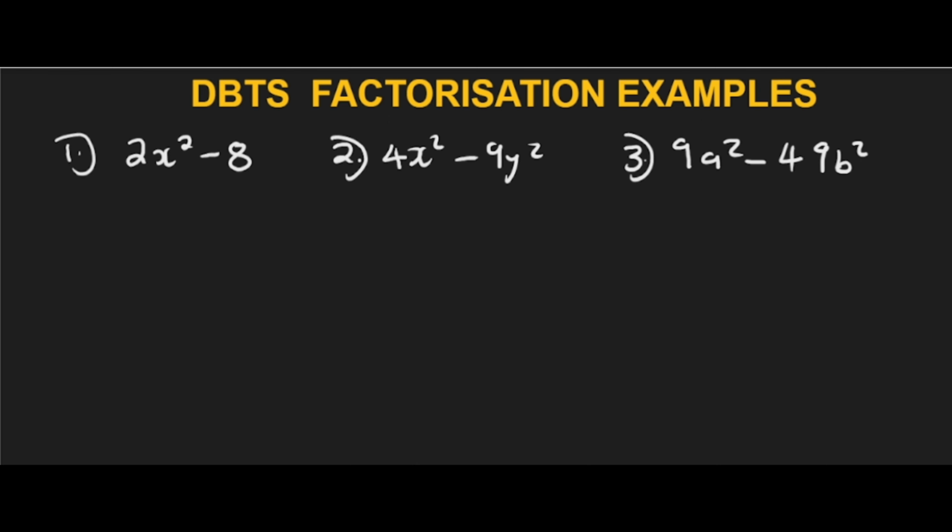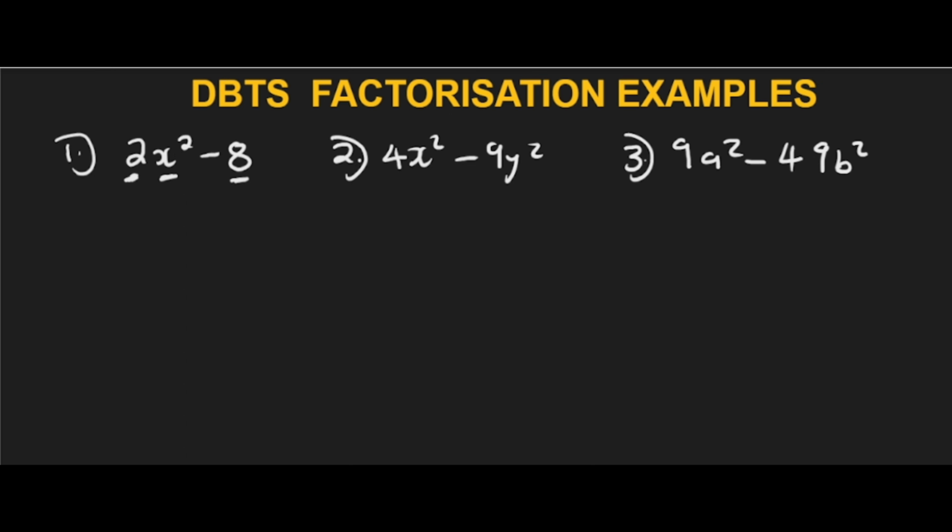Example number 1, we're given 2x squared minus 8. Difference between two squares: you're supposed to have two squares that are minusing each other in order for you to be able to deal with this one. If you look at this one, you've got a 2 there. 2 is not a square, but you definitely got a square there, x squared, and then here it's an 8. 8 is not a square, but it's a cube, so it's 2 to the power of 3.